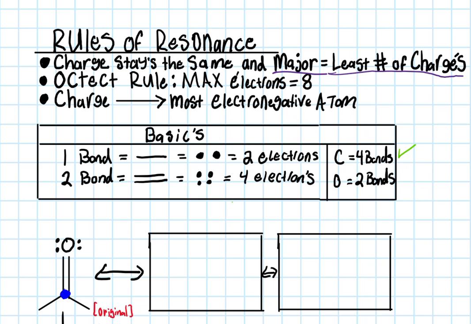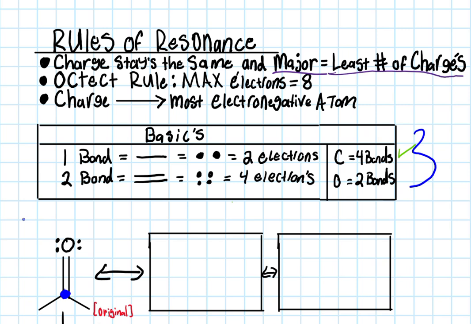Right, so now we're going to go on to some of the basics. One bond is equal to 2 electrons. Two bonds is going to be equal to 4 electrons being shared. Next, carbon usually has 4 bonds and oxygen usually has 2 bonds. And so this will be more important when we go closer to solving.